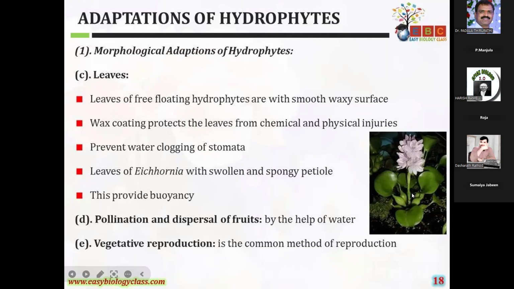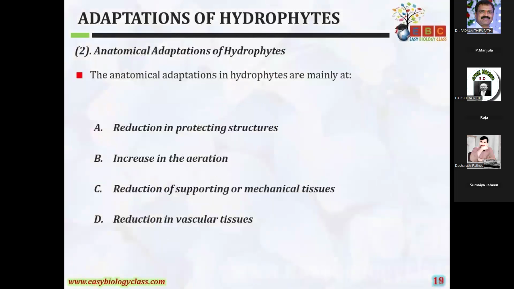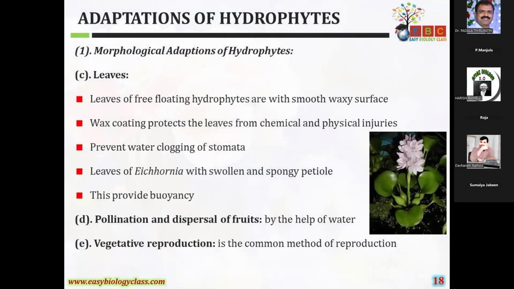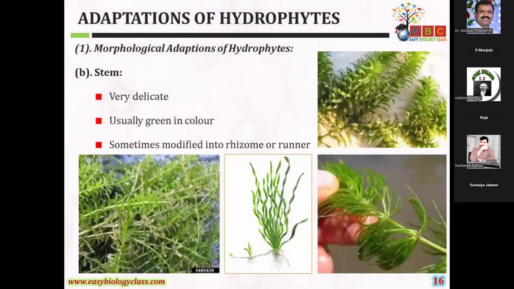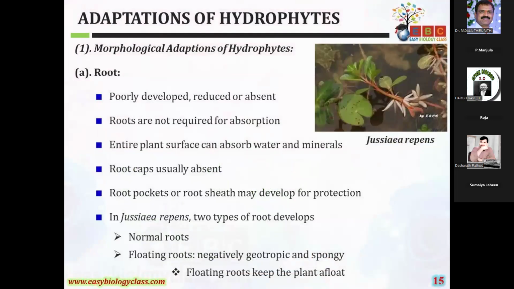When we observe the Eichhornia, the petiole is swollen and spongy. And here we can also observe a long petiole in Eichhornia. So this provides buoyancy. Pollination and dispersal of the fruits generally take place with the help of water only. And here vegetative reproduction is the common method of reproduction. So this is about the morphological characters of adaptations of the hydrophytes.